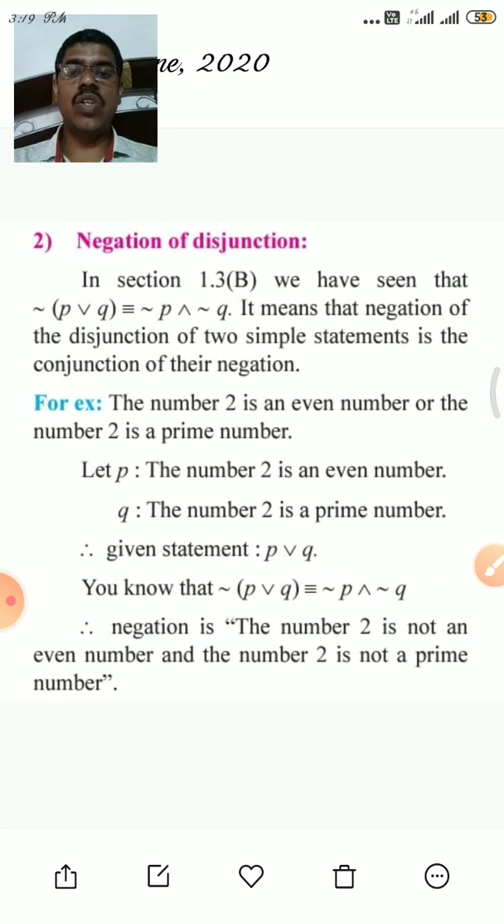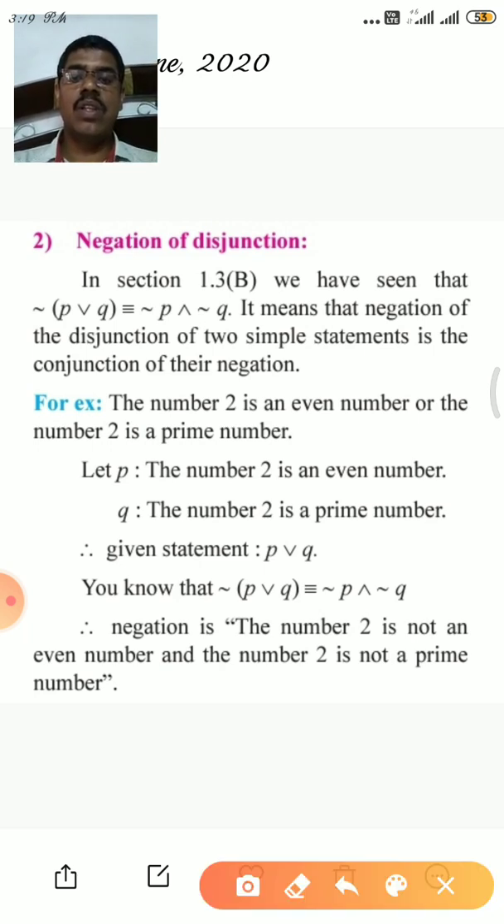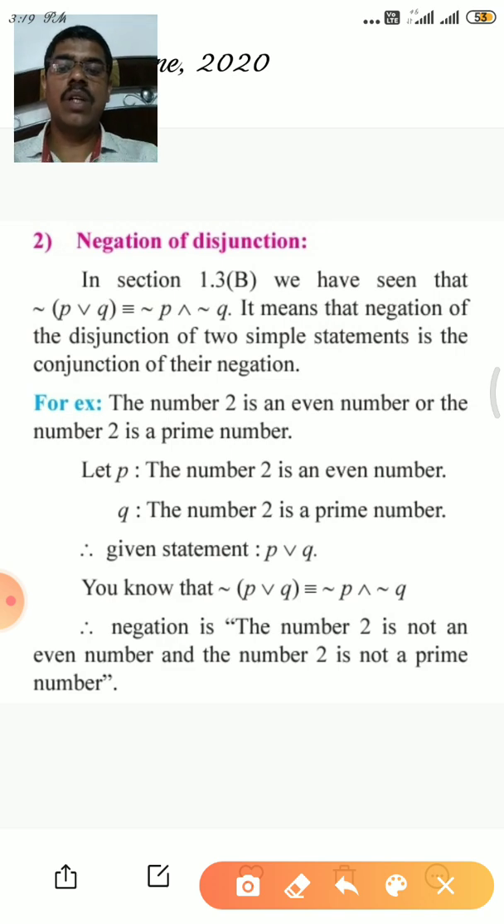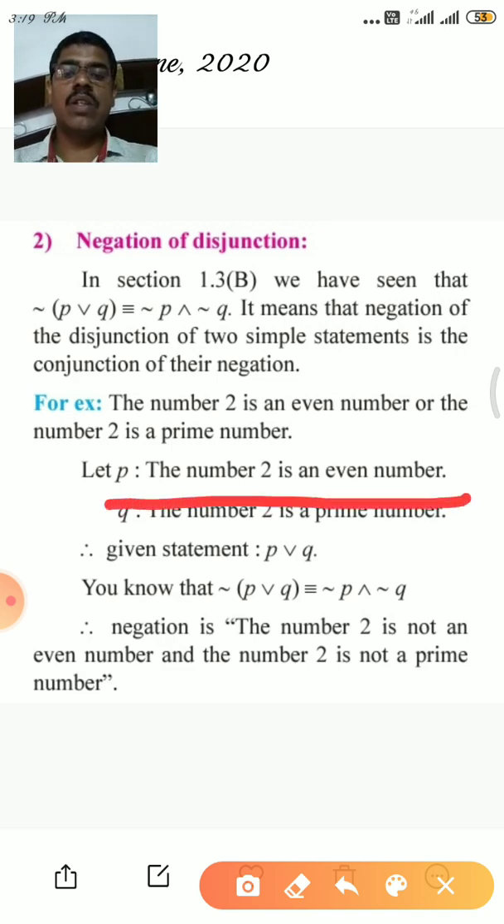Next, negation of disjunction. It means that the negation of disjunction of two simple statements is the conjunction of their negations. For example, the number 2 is an even number or the number 2 is a prime number. Let P denote the number 2 is an even number and Q the number 2 is a prime number. The given statement is P or Q.